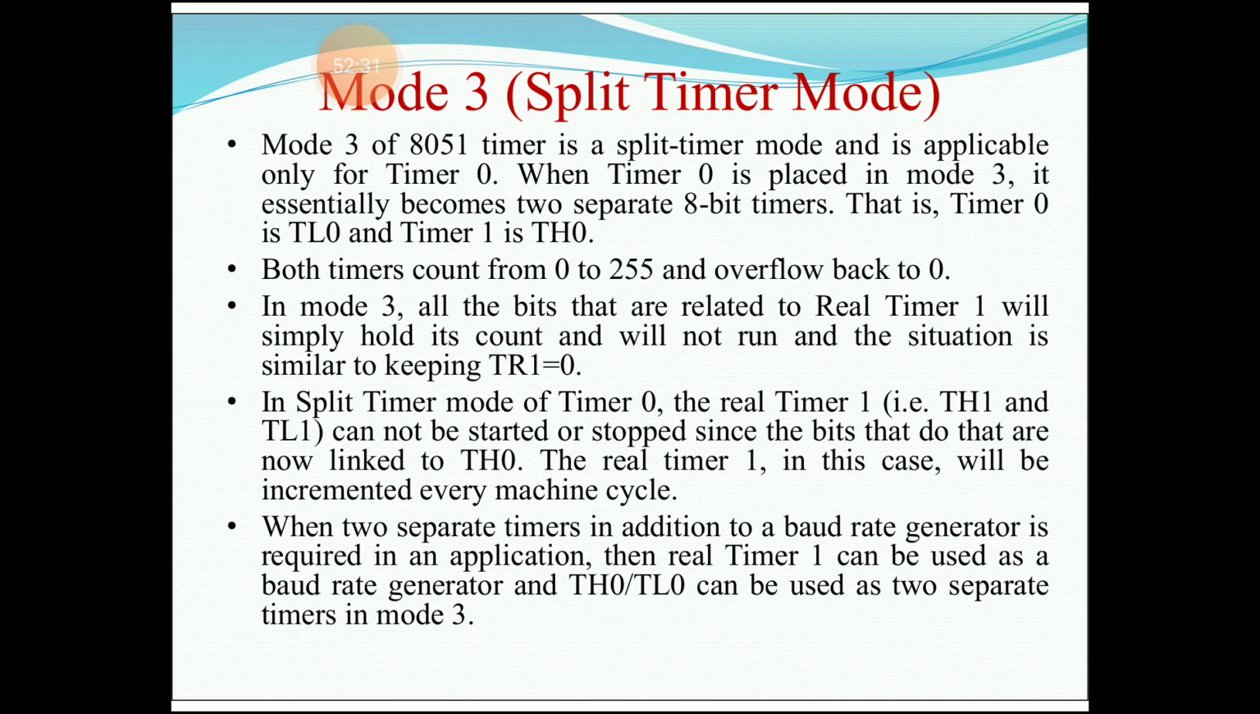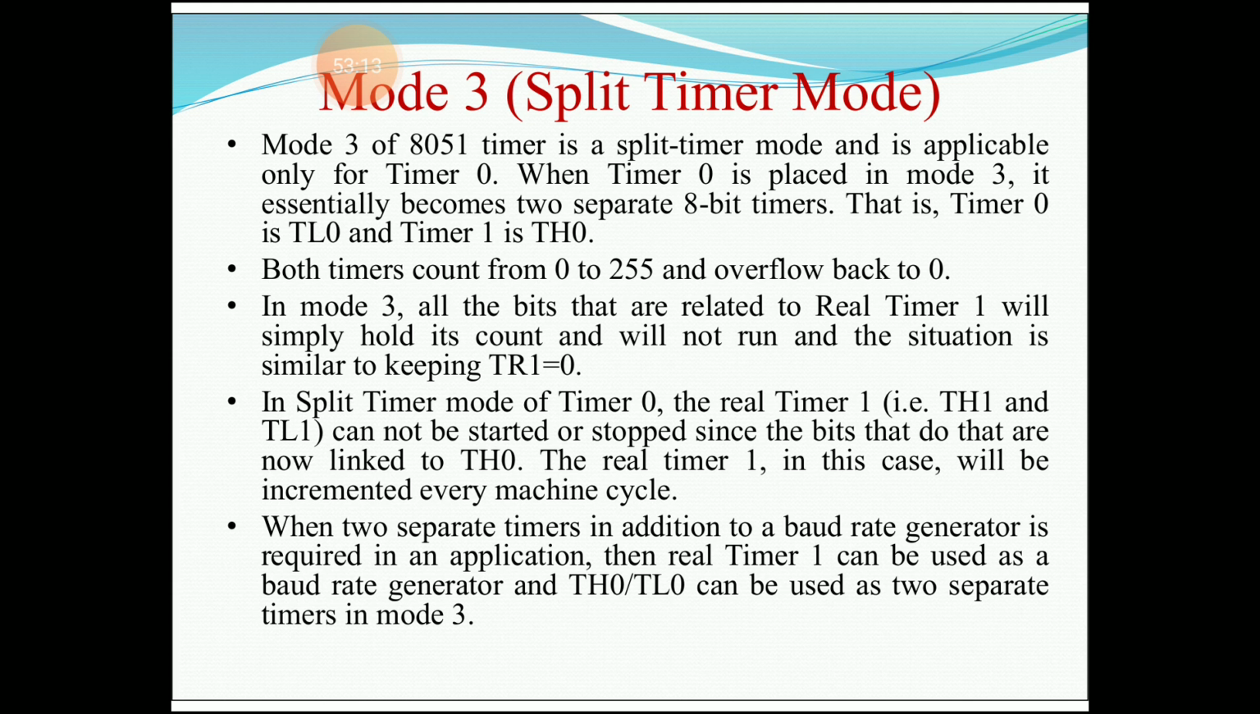Now let us see mode 3 operation, split timer mode. Mode 3 of the 8051 timer is a split timer mode and is applicable only for timer 0, and timer 1 is not used in mode 3. When timer 0 is placed in mode 3, it essentially becomes two separate 8-bit timers. That is, timer 0 is TL0 and timer 1 is TH0. In this mode, TL0 is used as timer 0, TH0 is used as timer 1. Both timers count from 0 to 255 and overflow back to 0.